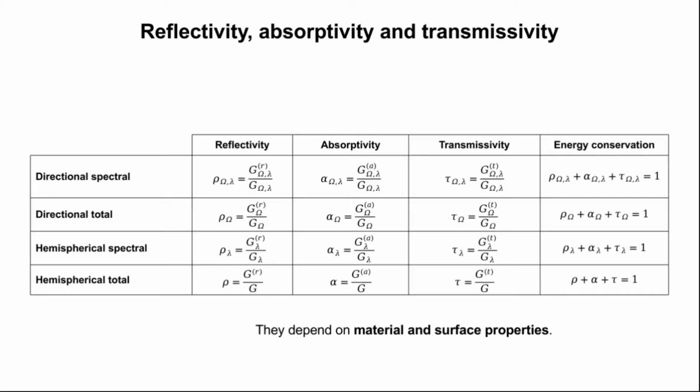Reflectivity, absorptivity and transmissivity depend on material and surface properties. Also, keep in mind that a body can be opaque to all radiation, radiation coming from a certain direction, or radiation of a certain wavelength. So, remember that in these cases, the corresponding transmittance is null.